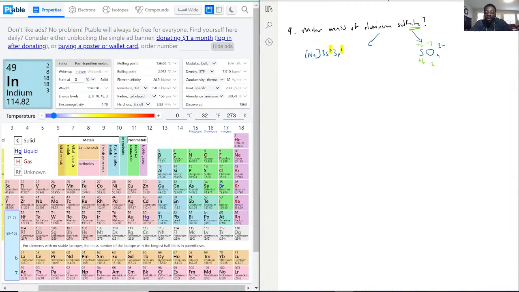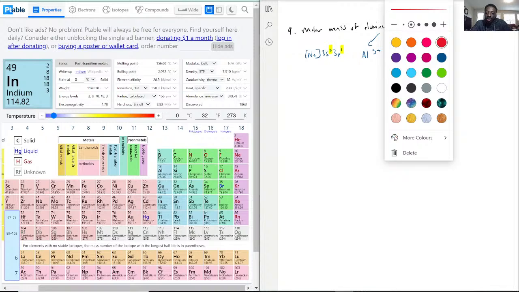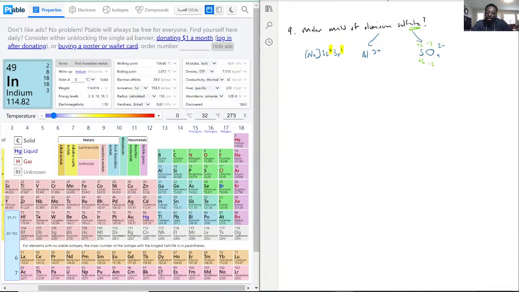And you can also just say, because it's in the 13th column, that's the same thing as well. It's like doing the electron configuration, because it doesn't hurt to practice. So we have Al3+ and SO4 2-. So for it to have a net charge of 0, we need the lowest multiple between 3 and 2. And that would be 6. So that means we have to multiply this by 3 and this by 2.